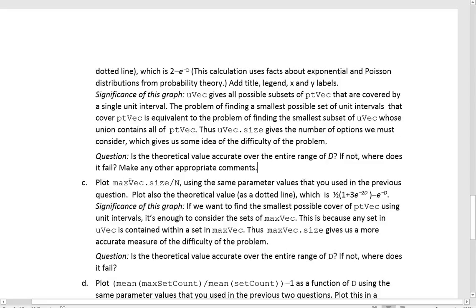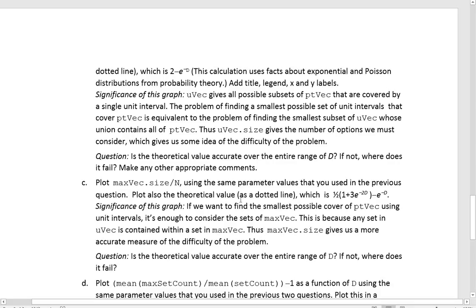Okay, so I'm going to do the same thing with maxvec. Now, maxvec is like uvec, except it only counts the maximal intervals, and those are the intervals that contain as many points as possible. An interval is maximal if you can't find an interval that contains all those points plus more points. If it's not maximal, you can find another interval that does contain all the points in that interval plus more points. Now, this theoretical value is a little bit different. I think I computed this right, and you'll find out.